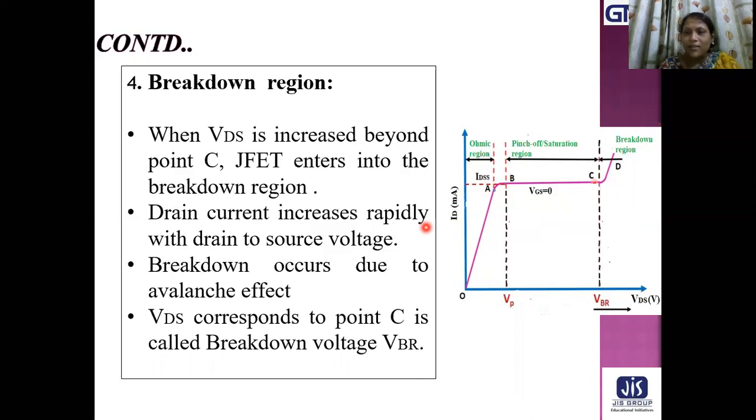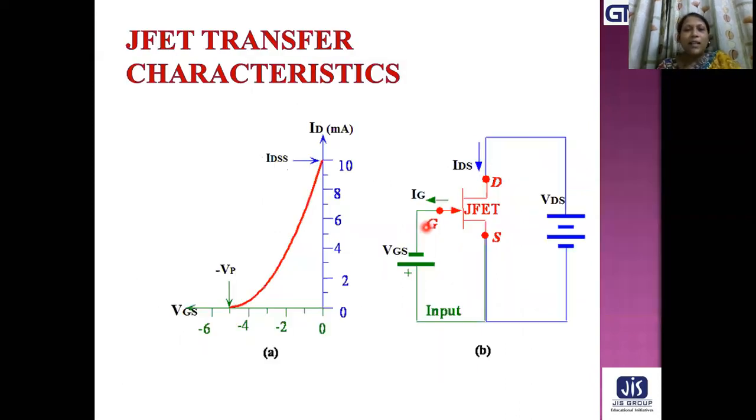Isn't it interesting? So moving to our next slide, this is the JFET transfer characteristics. So why is this called transfer characteristics? See, on the x-axis we have taken VGS, that is the input gate to source voltage, but on the y-axis we have taken ID, that is the output drain current. As this characteristic is the amalgamation of input voltage and output current, that's why this is called transfer characteristics.